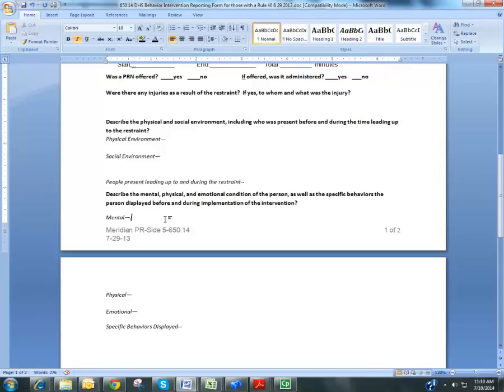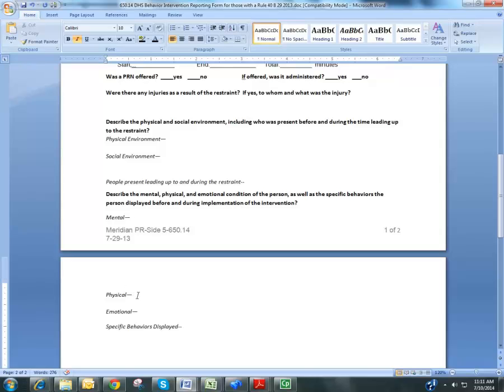One of the really important things that you note is any changes in the person's normal mental condition and their ability to process, their ability to make judgments, their ability to reason with you as a staff. Make some indications about that. Be very clear and be as detailed as you can about this.